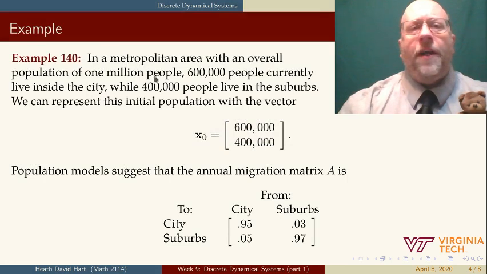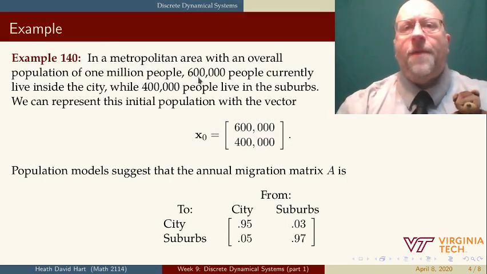We have a metropolitan area with a population of 1 million people. 600,000 people currently live inside the city. 400,000 people live in the suburbs. We can represent this initial population with this vector. So this is the population in the city at time 0, and this is the population in the suburbs.